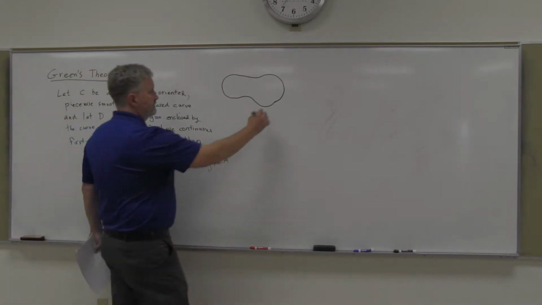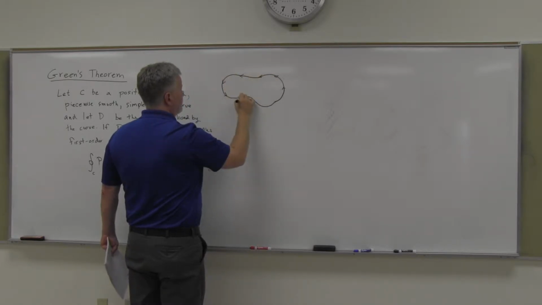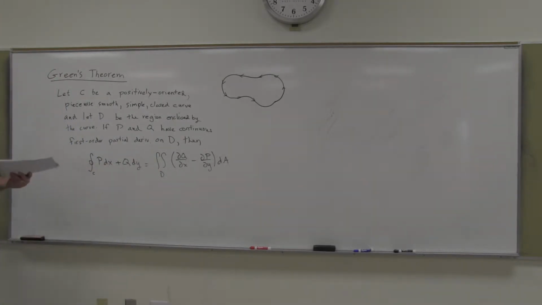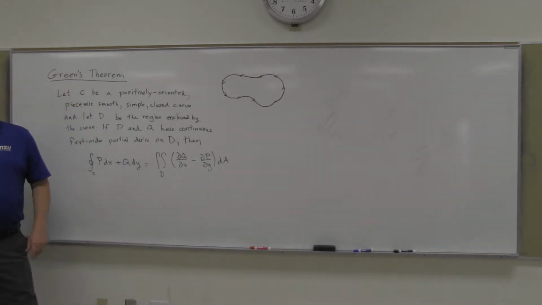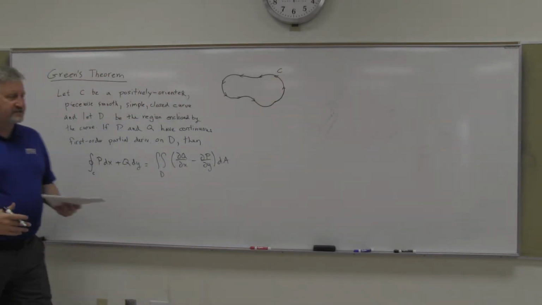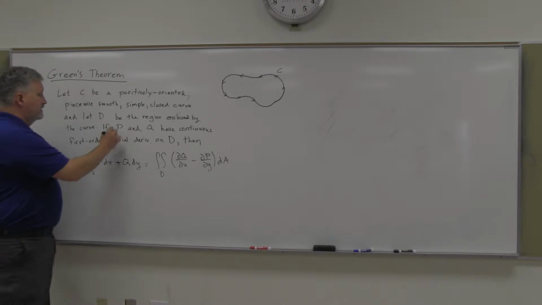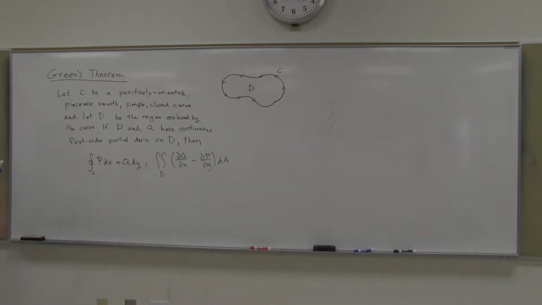Positively oriented means we're going counterclockwise, kind of like polar, where positive angles go counterclockwise. Same kind of idea. So that's our example for C, and then D is the region enclosed by the curve. So D is the inside part of that. Okay, so that's what you begin with.